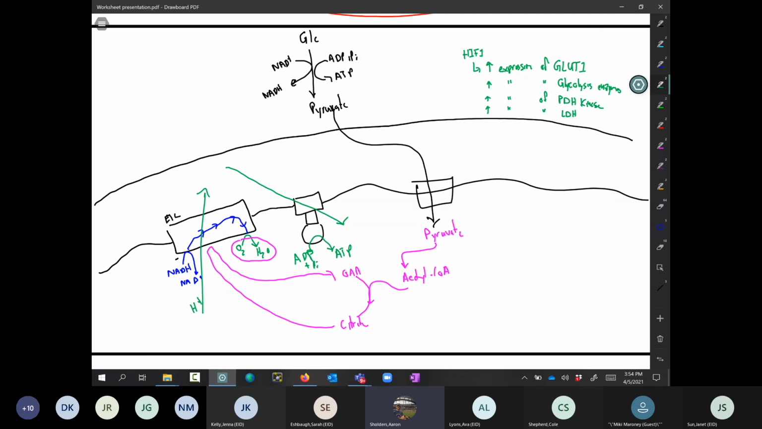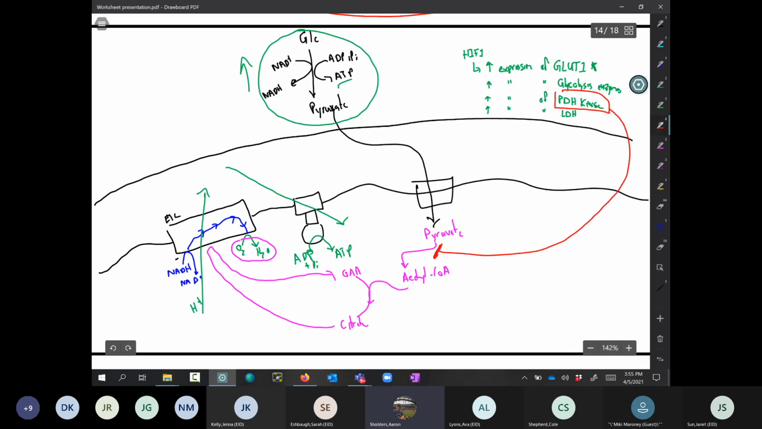So what you're going to do is this. You're going to get this massive increase in this, because all of a sudden you have more enzymes to carry out glycolysis. So this is going to go up. Not only that, but the amount of glucose coming into the cell because of this is going to go up. So these cells will start to absorb more glucose. They'll start to use more glucose to make energy. Now, at the same time, PDH kinase is going to inhibit PDC, pyruvate dehydrogenase complex.